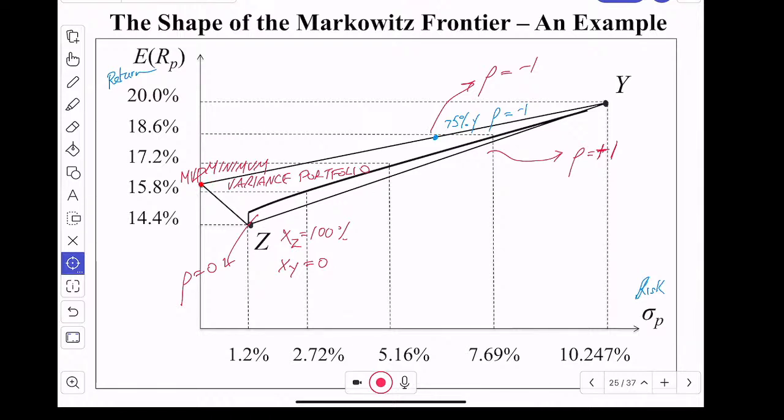Now, where an investor would choose to purchase between the minimum variance portfolio and here, based on how much they invest in Y, this depends on the investor's risk tolerance. Okay?